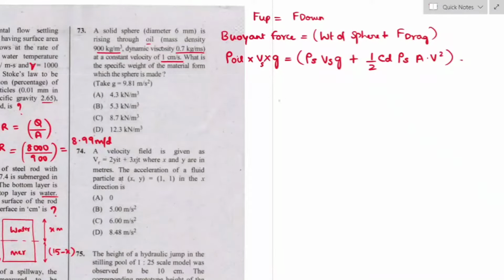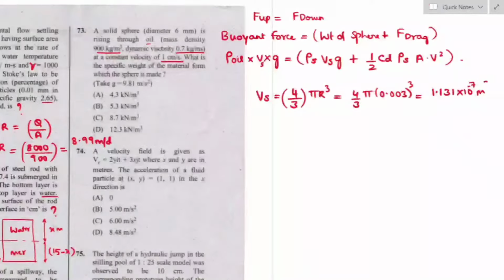So first let us find out the volume of the sphere, that is given by 4/3 pi r cube, where r is the radius of the solid sphere. So 4/3 pi into 0.03 cube, which is equal to 1.131 into 10 to the power of minus 7 meter cube.